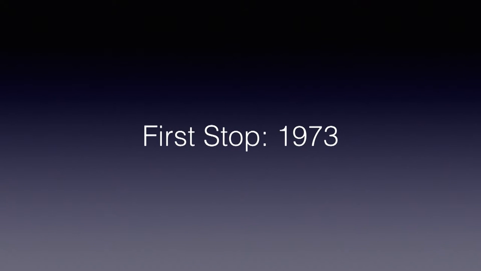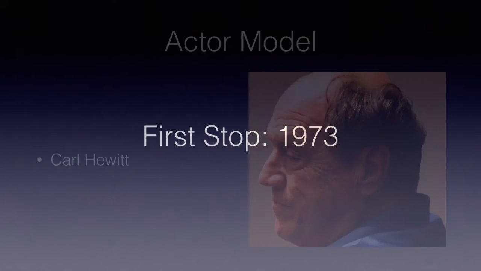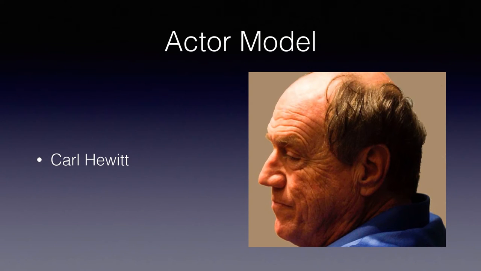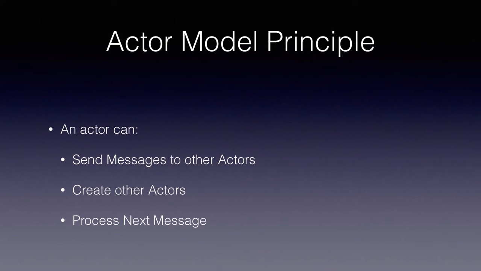So let's go. The first stop is 1973, the year this guy, Carl Hewitt, wrote a paper defining the basis of what he called the actor model. In the actor model, everything is an actor. Actors are basically acting objects. They are roughly equivalent to programming processes. And the principle is very simple. An actor can send messages to other actors, create other actors, process the next message, do its job and basically repeat. So the model is powerful because it is simple.